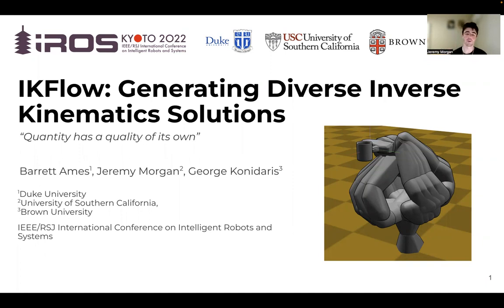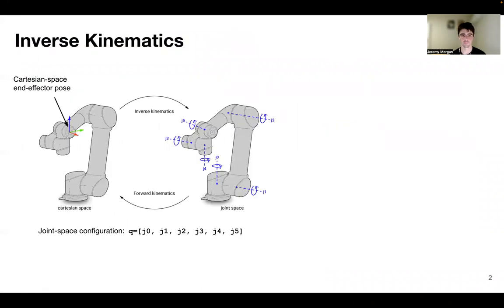Today I'll be presenting our paper IKFlow, Generating Diverse Inverse Kinematic Solutions. This work was done with my collaborators Bayard Ames and George Konadars. In this work, we present IKFlow, a novel approach to the inverse kinematics problem which is capable of generating diverse IK solutions in magnitudes of order time faster than current state-of-the-art methods.